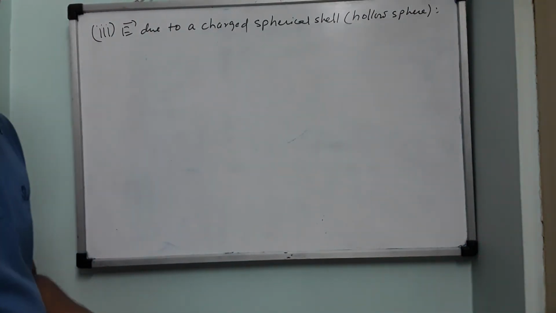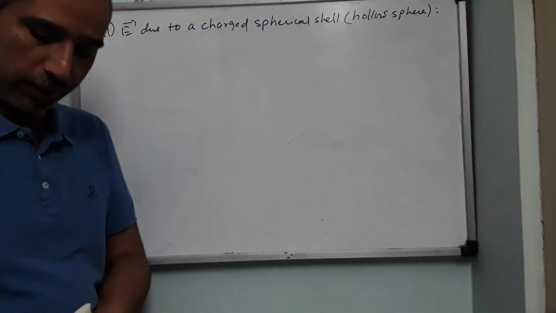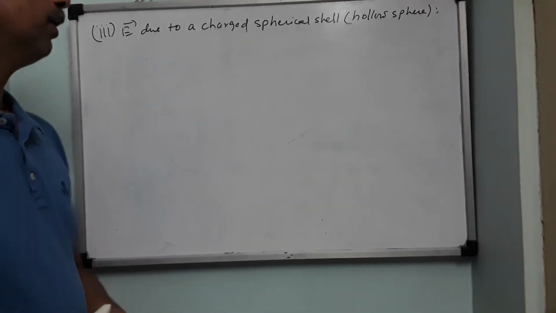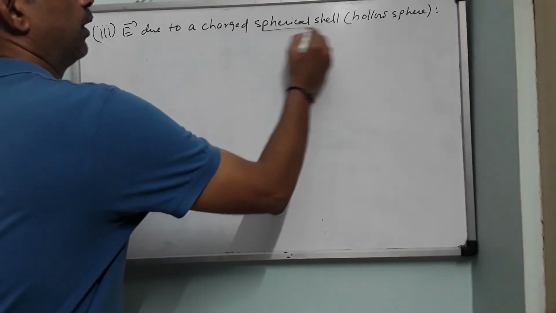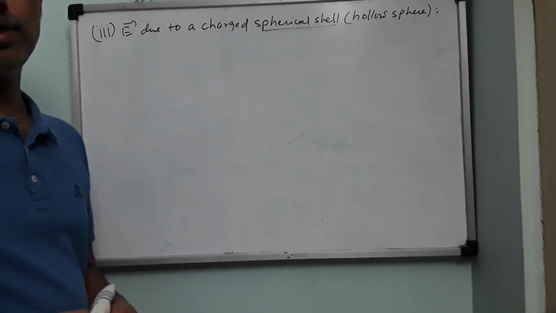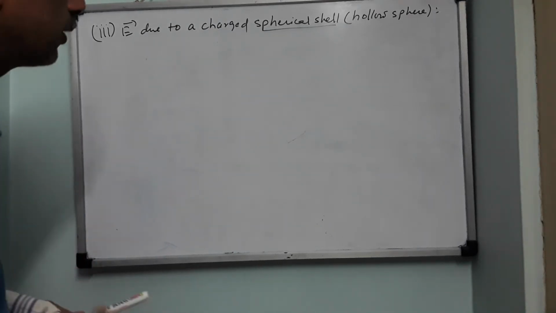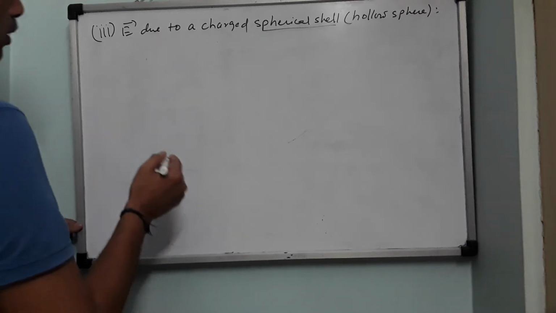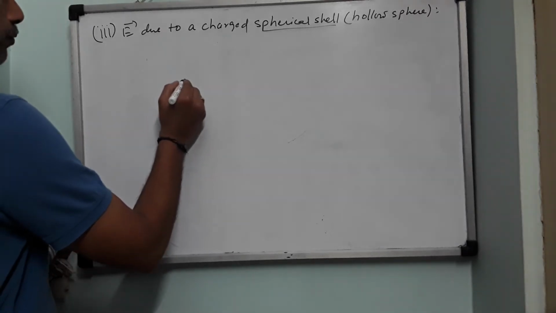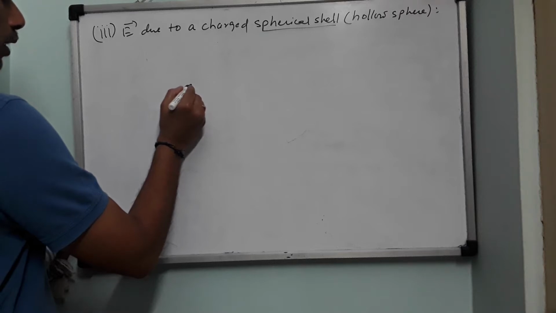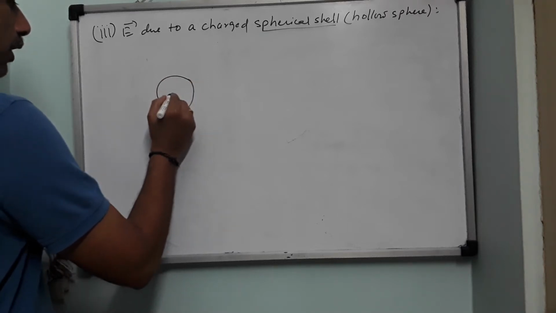Generally, sphere means a solid sphere whose moment of inertia is 2 by 5 mr square. That's why we are calling it a spherical shell. So in the syllabus we have only the spherical shell. We don't have the solid sphere. Okay, keep this in mind. Now, here we have a shell of radius, let us say, capital R.